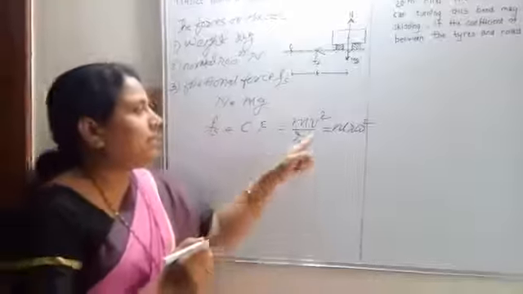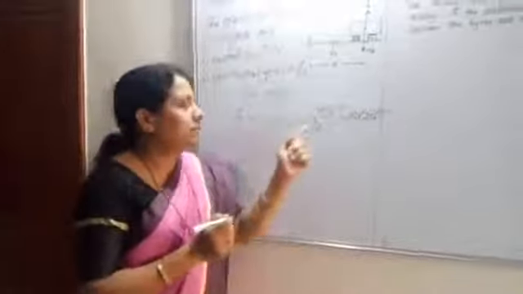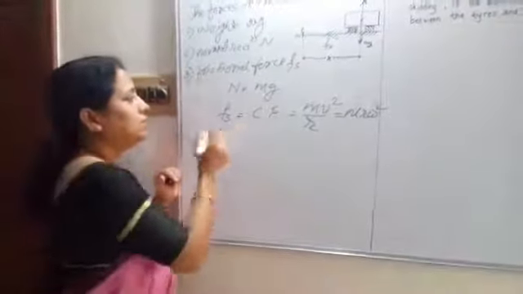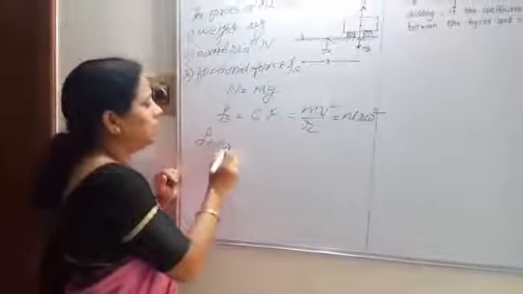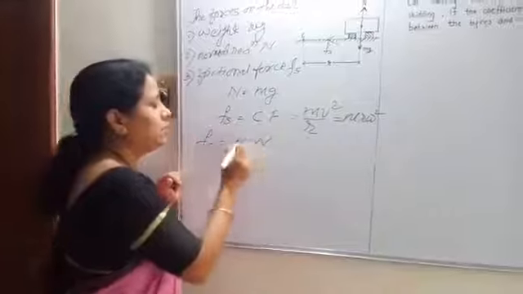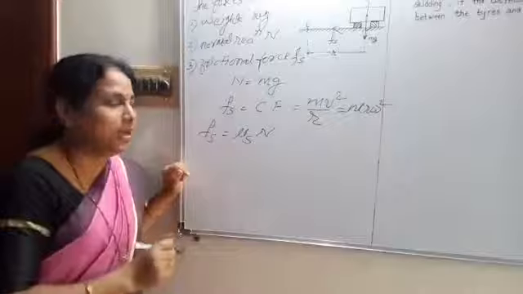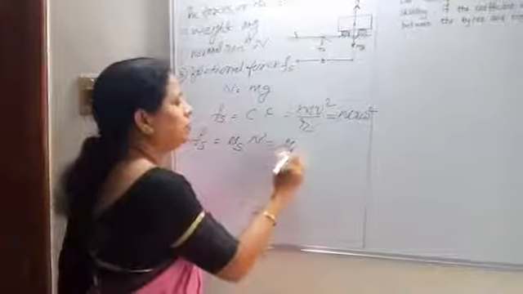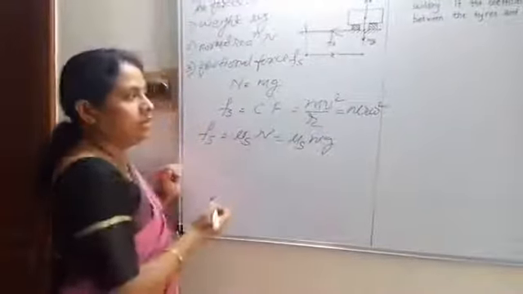We have to find the maximum speed v, so we focus on this equation. The centripetal force is equal to mv square by r. Now this frictional force Fs is equal to mu s into N, that is the coefficient of static friction into normal reaction. This equation you have learned in your 11th class. Now N is equal to mg, so Fs is equal to mu s into mg, and now I can compare these two equations.